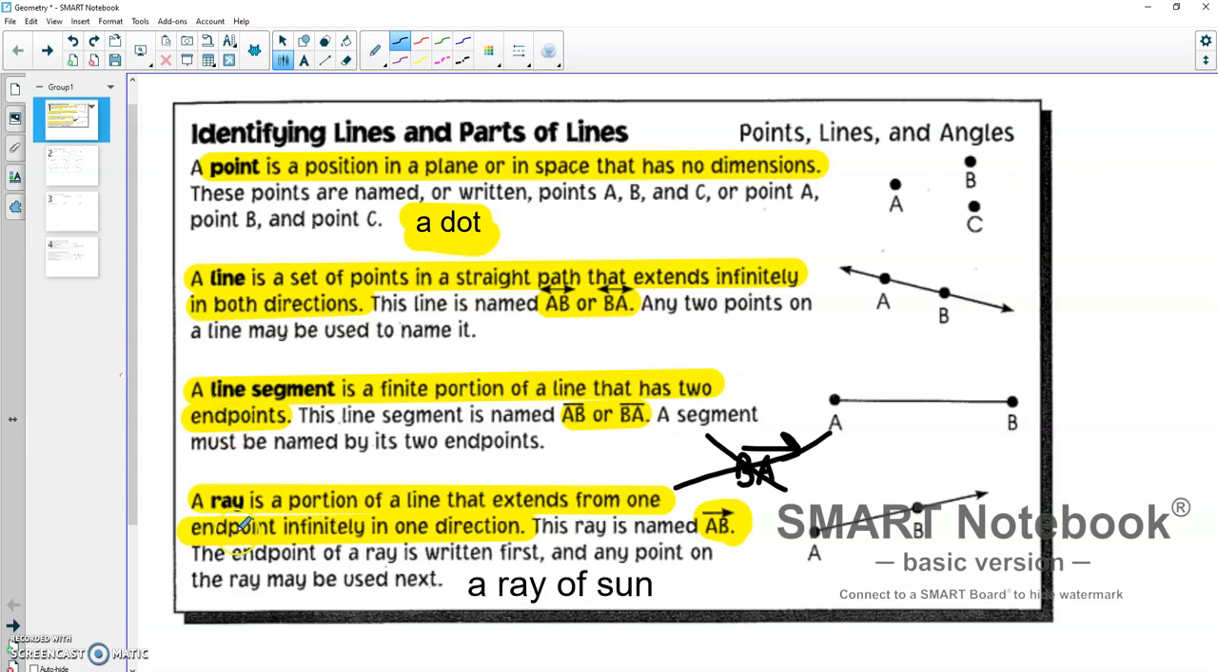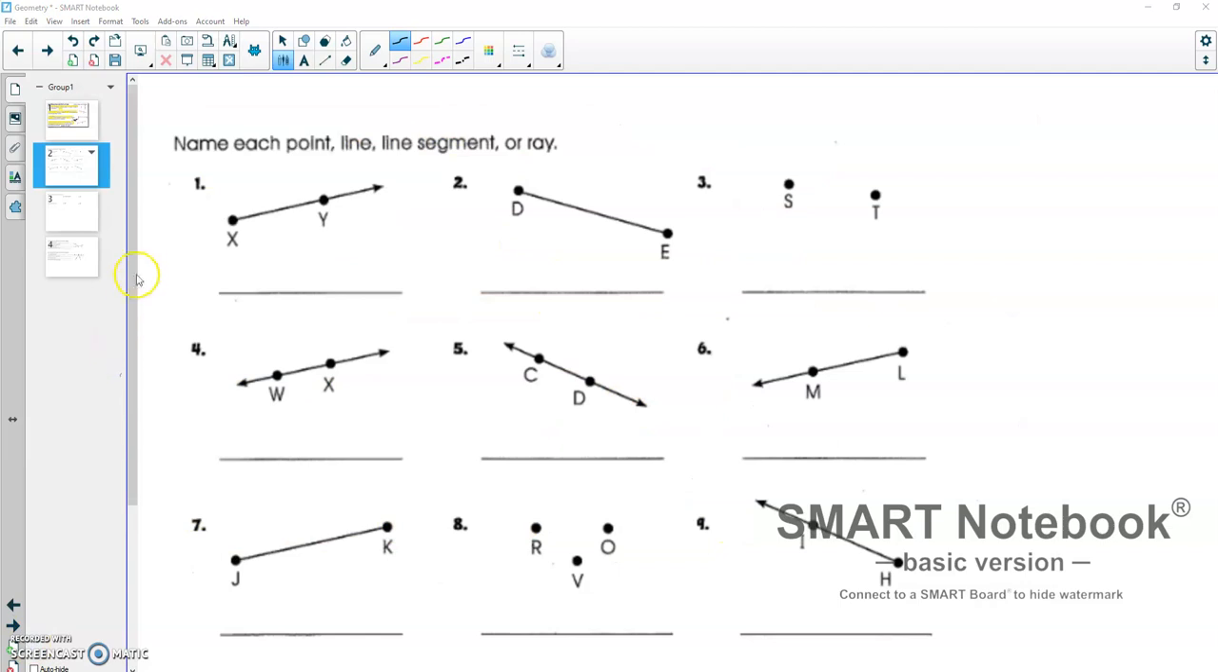So these are the four definitions we went over. Please go back if you are struggling and need me to explain it again. So we're going to go over these together, and I believe you have the first three already written for you. So name each point, line, segment, or ray.